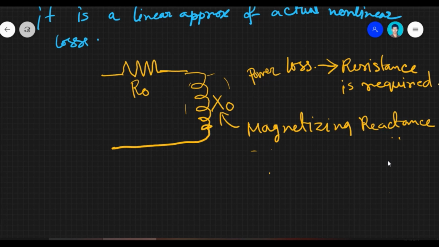Now the question is, where should we place that resistor, if this R naught is our core loss resistor? Obviously this is a virtual resistor, but it's okay. So what do we connect that virtual resistor to? In series with our magnetizing reactance, or in parallel with our magnetizing reactance? The right answer is that we have to connect it in parallel.